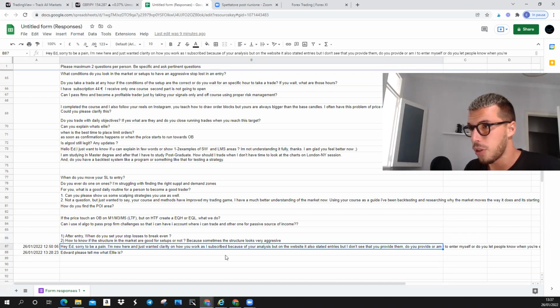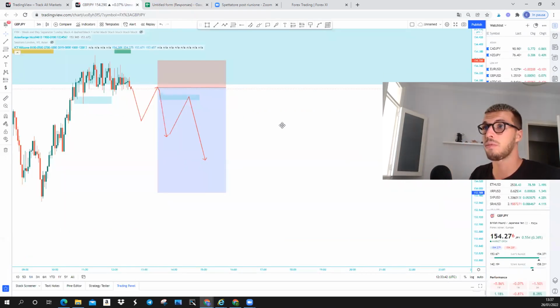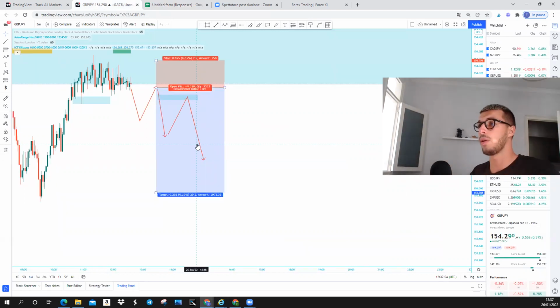I'm new here, I subscribed, but I don't see you provide entries. I do provide entries sometimes. For now, I'm providing the setups that I have, and then based on what I'm teaching you, you just need to look for confirmation. Sometimes I will also show you confirmation on lower time frames on Discord.